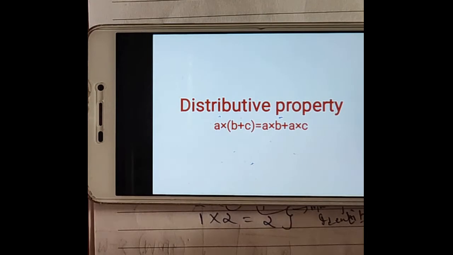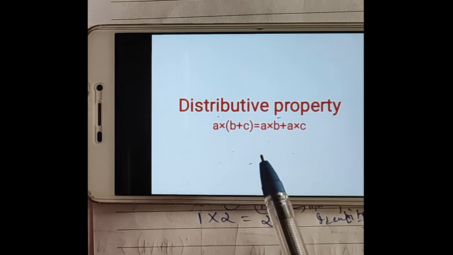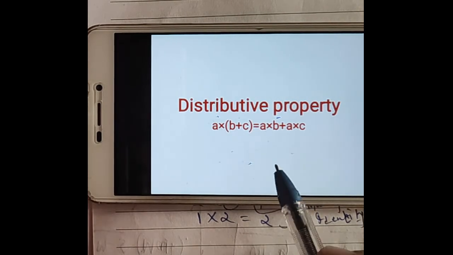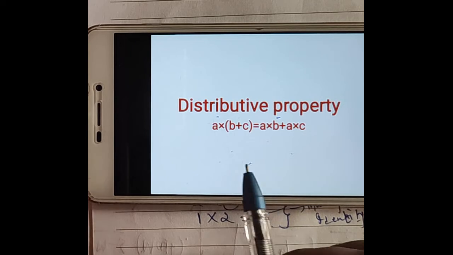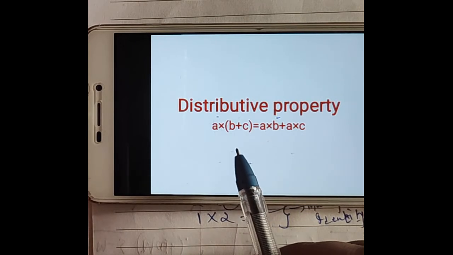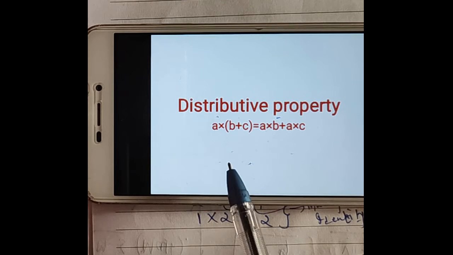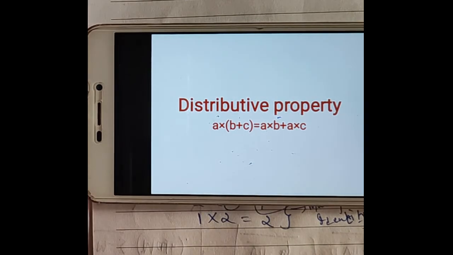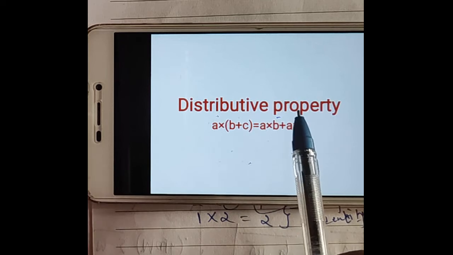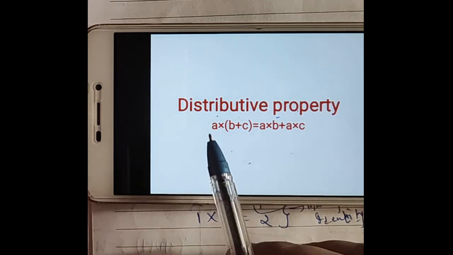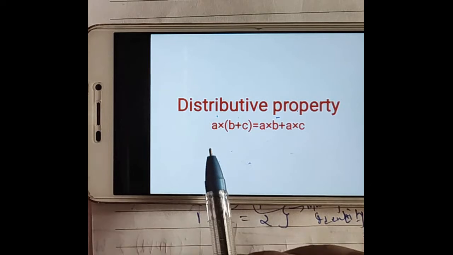This is also a very important one, because using this property we have to solve various problems given in the exercise. Suppose you have a bigger number and you are not able to multiply it directly, say 10 into 16. At that crucial time, we are going to use the property known as the distributive property. This is the formula to use this property.